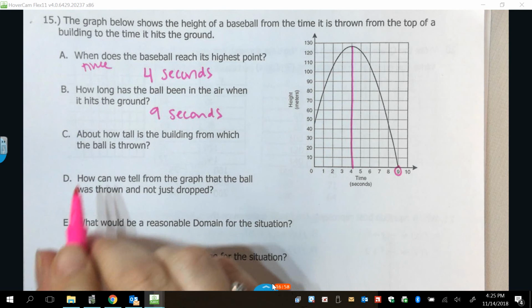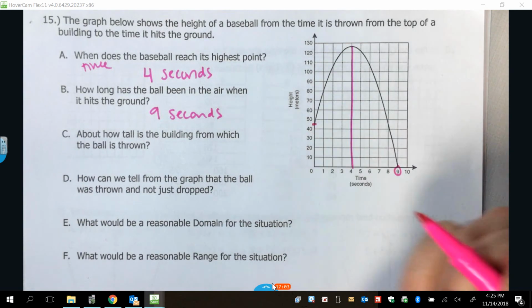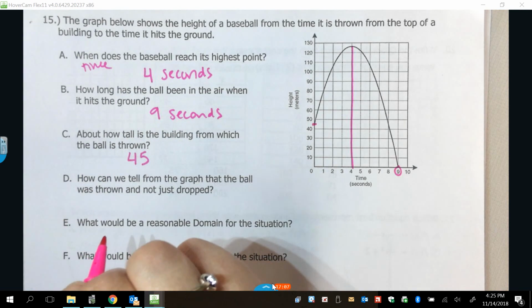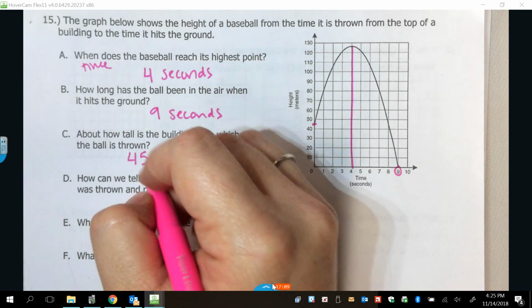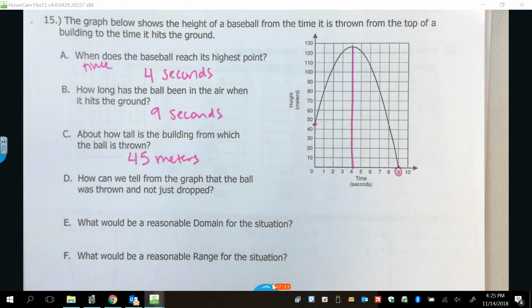How tall is the building from which the ball is thrown? If you notice, the ball didn't start on the ground. It started about here, so we'll say about 45. If you wrote anything really between like 43 and 48, I'll take it. Just realizing it's between 40 and 50.